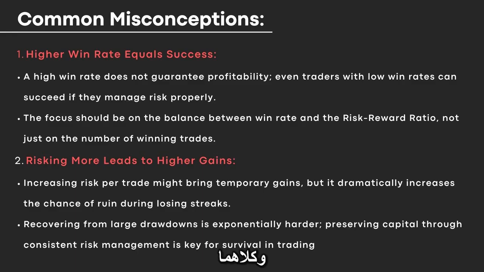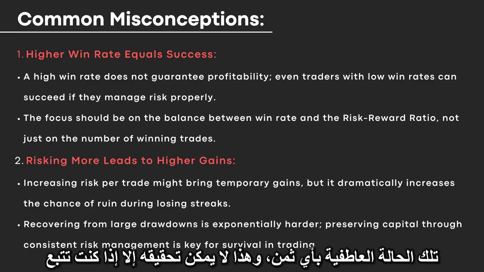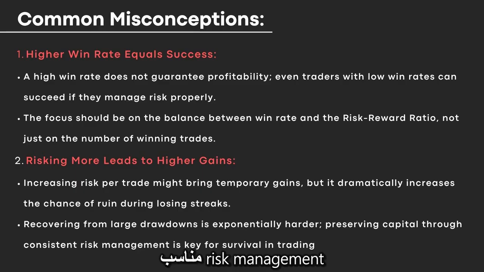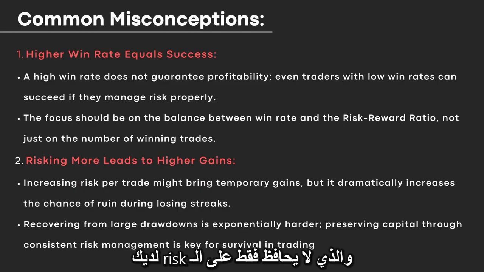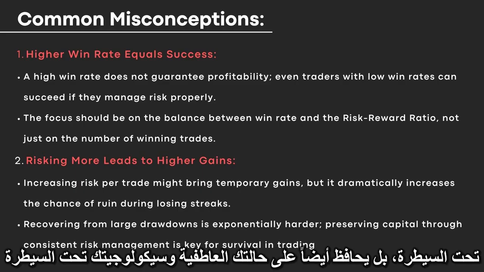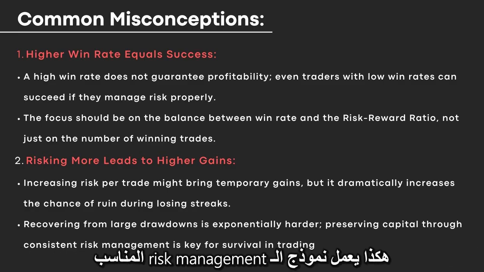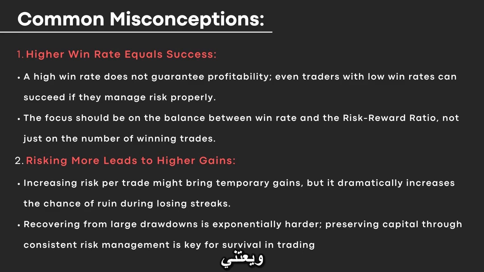Both of them together are the worst combination, and you must avoid that emotional state at all cost. That is only possible if you're following proper risk management, which keeps not only your risk accountable but also your emotional state and your psychology accountable. That's how a proper risk management model works. It takes care of both aspects: your capital and your emotional and psychological state.